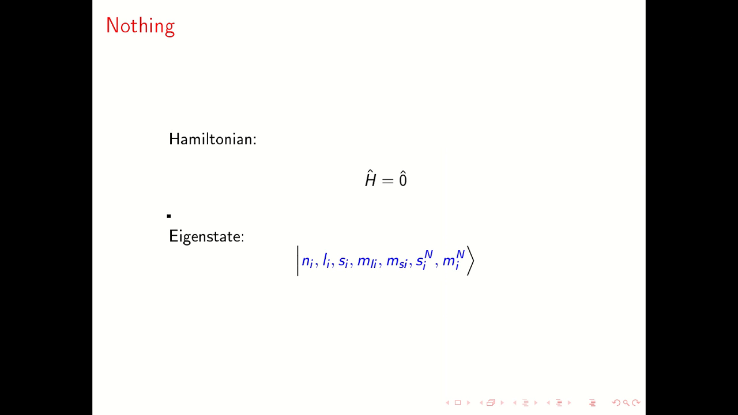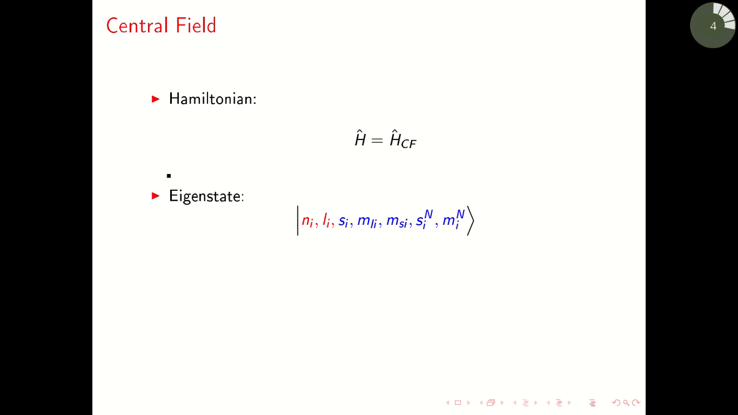In this case the energy of the atom does not depend on any of its quantum numbers, hence they are shown here in blue. On adding the central field term, something which I will not go into, the energy becomes dependent on the values of n and L for each electron, hence they are shown here in red.